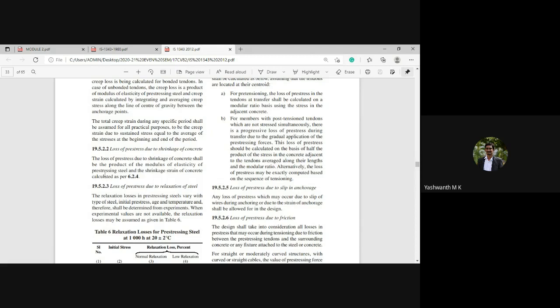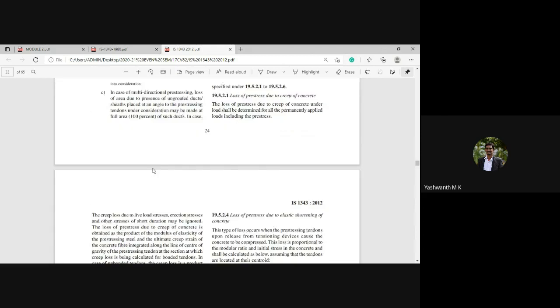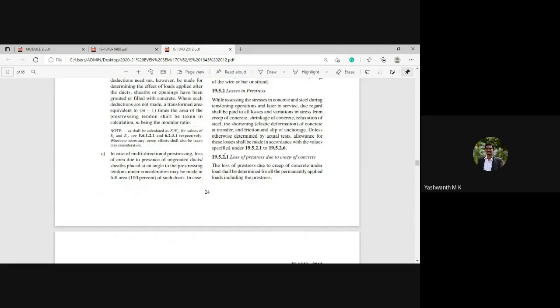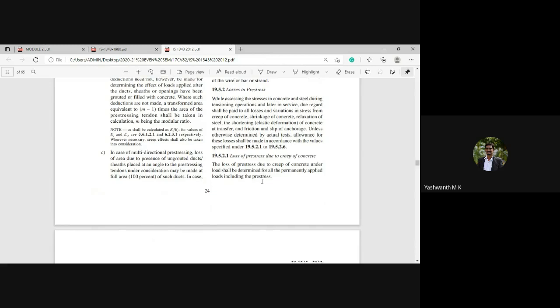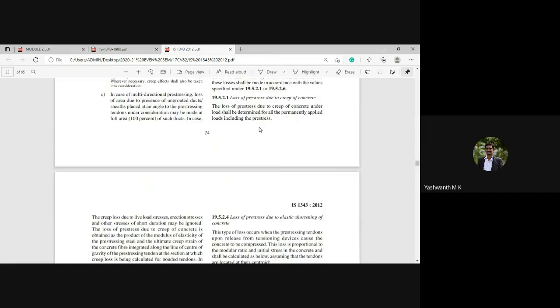Next, we'll move on to the creep of concrete. The creep of concrete is as per clause 19.5.2.1, page number 24. Loss of pre-stress due to creep of concrete under load shall be determined for all the permanently applied load, including the pre-stress. That means whatever the PSC beam has been subjected to, apart from the external load, it will also be subjected to the pre-stress. Because of this pre-stress also, it will undergo creep effect. That's what they have specified here.